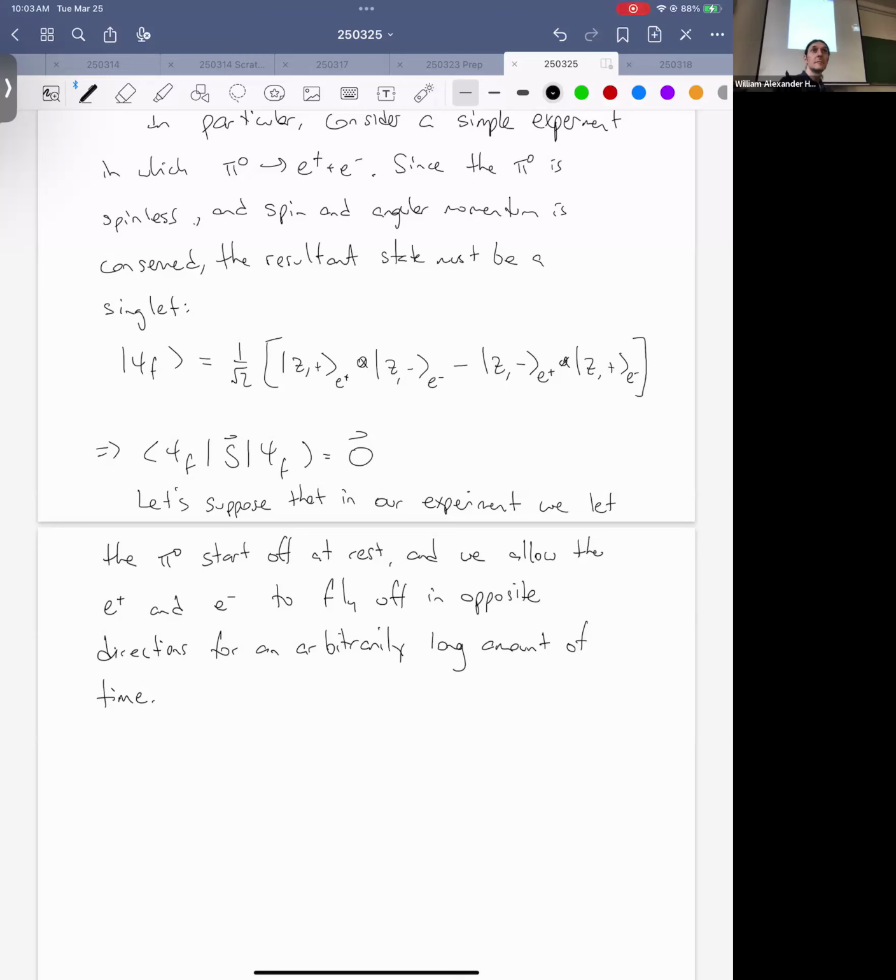Starting off at rest, you're saying that in the lab frame it has no velocity? Sure. Pick a frame where the pi zero is at rest. That's what you're saying, take the frame in which it's at rest. Yeah, and that's where our experiment's going to be built. I feel like you put it better than I did. Good. Let's choose that in our lab frame, pi zero is at rest.